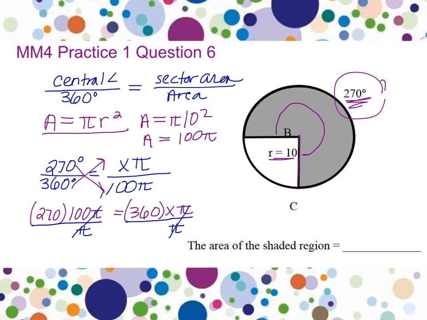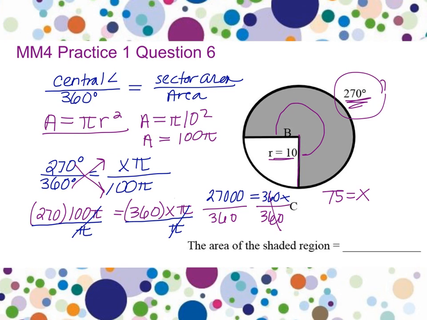So I'm going to multiply 270 times 100. Let's see, so 270 times 10 times 100. So I get 27,000 equals 360x. All right, so now I can divide both sides by 360. It cancels out or divides off on the right side. And 27,000 divided by 360 ends up being 75. So 75 is our value of x.